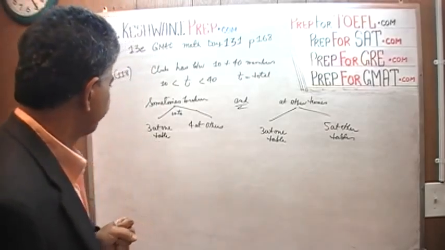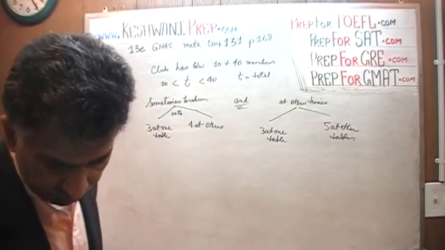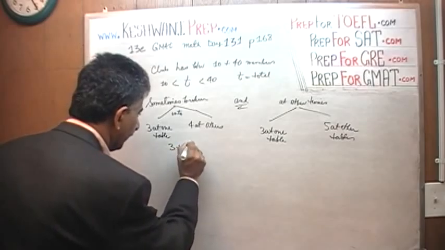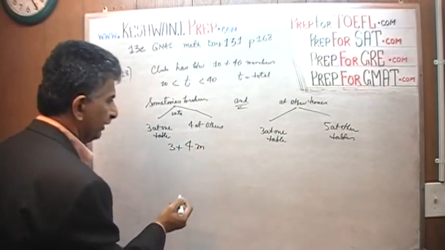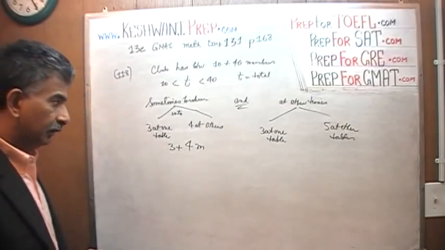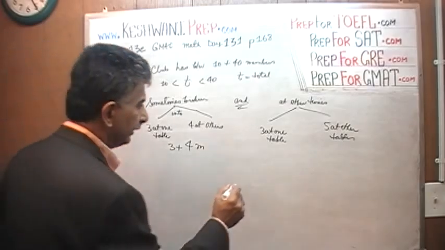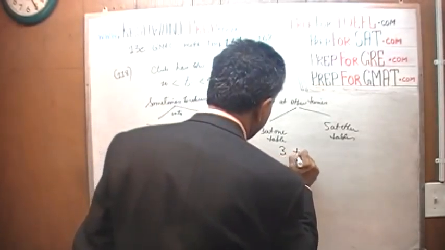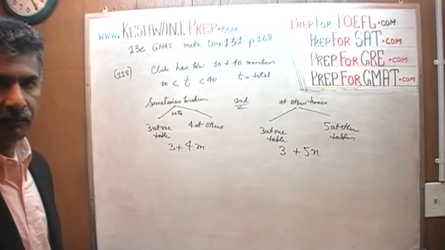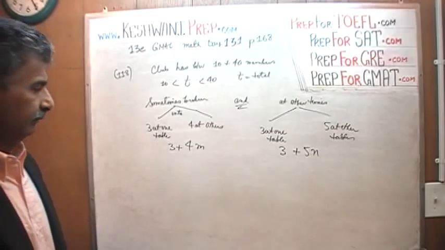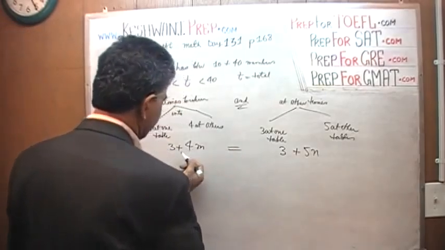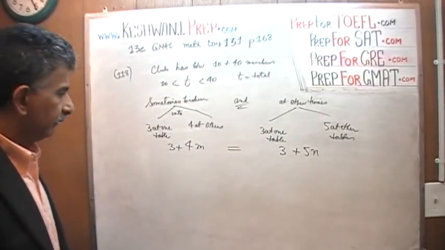Let's find out. The total number of people that we have here is 3 at one table and 4 at all the others. Let's call it M. M is the number of tables that can accommodate 4 people. Similarly, here we have 3 at one table and 5 at all the other tables. Let's call it N, the number of tables that can accommodate 5 people. And of course, these two quantities are equal because of the same number of people.